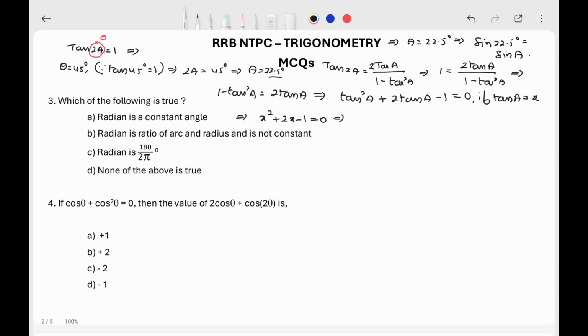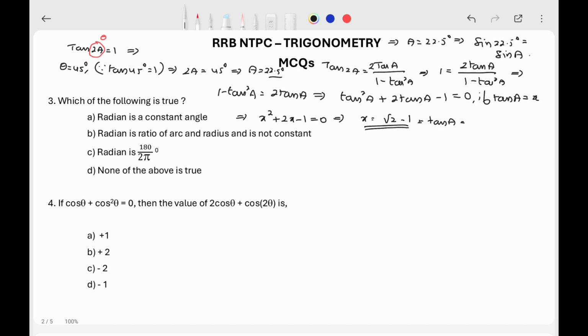X square plus 2x minus 1 is equal to 0. Solve this. X is equal to root 2 minus 1, because x should be a positive value, because tan 2a is a positive value given. X is equal to root 2 minus 1. What is x? This is nothing but tan a.